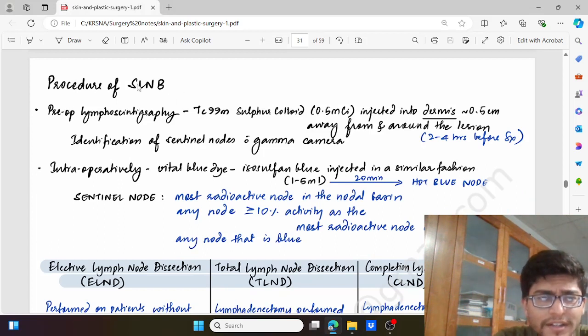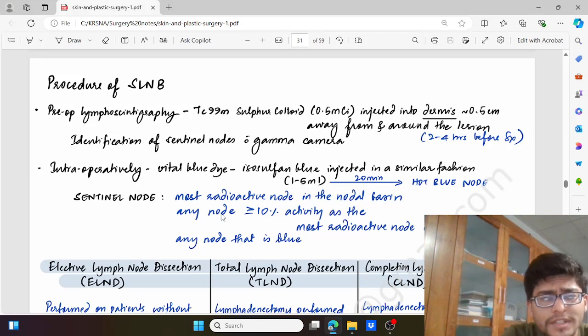Then the procedure of the sentinel lymph node biopsy, we go for pre-op lymphoscintigraphy with technetium-99 sulfur colloid of 0.5 millicurie injected into the dermis around 0.5 centimeter away from and around the lesion 2 to 4 hours before surgery. Then we identify the sentinel lymph nodes with the gamma camera. And intraoperatively, we use vital blue dye, that is isosulfan blue, injected in a similar fashion, and 1 to 5 ml is given. After 20 minutes, we check, it gives hot blue nodes.